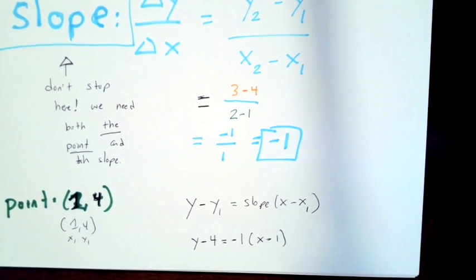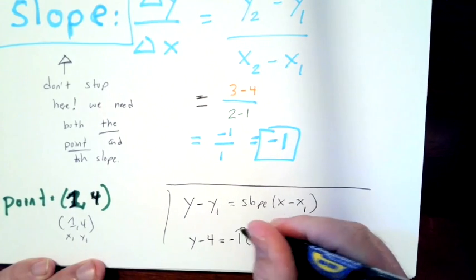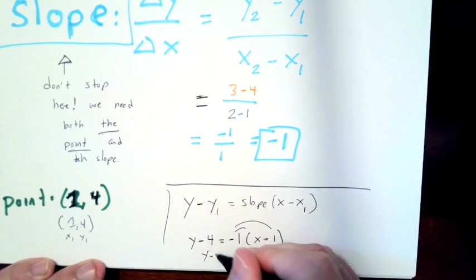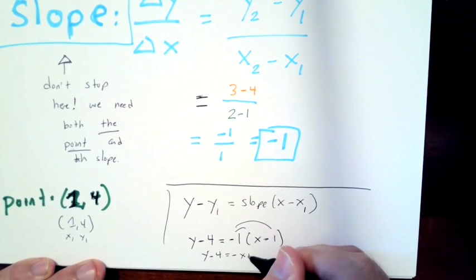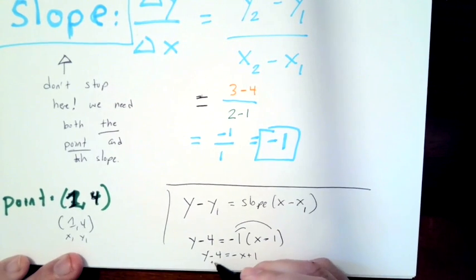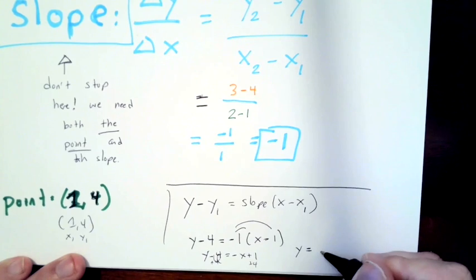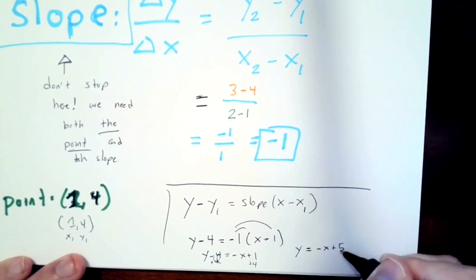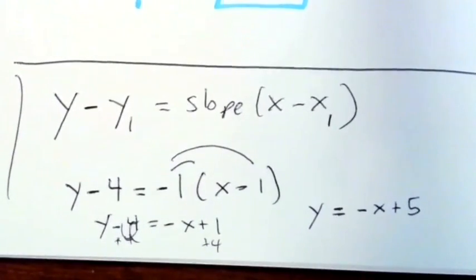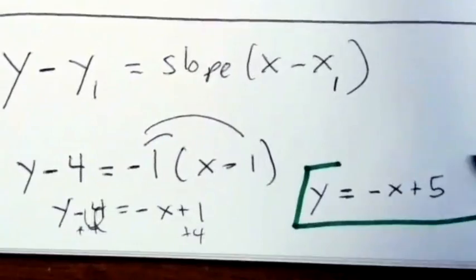From here, I'm going to do the process I did before. So distributing this negative 1 through, I get y minus 4 is equal to negative x plus 1. And then adding 4 to both sides to isolate y gives me y equals negative x plus 5. So here's my final answer.